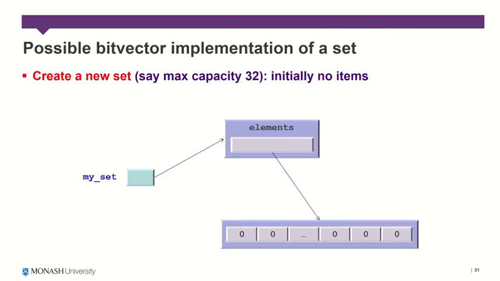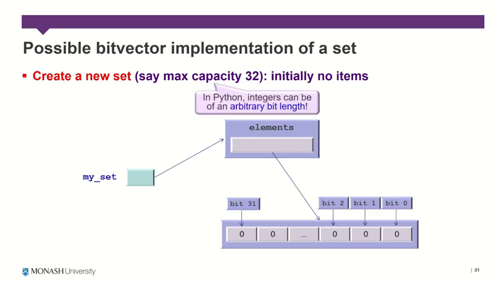Okay, so possible bit vector implementations of a set. We create a new set, and for example's sake, we're just going to put a capacity of 32 on this integer, so it can only have 32 bits. Now, in reality, Python has an arbitrary bit length, but for argument's sake, we're going to assume our integer representation is limited to 32 bits. We initially set our integer equal to 0, which means all the bits are equal to 0.